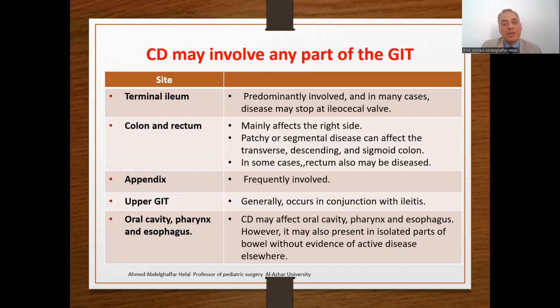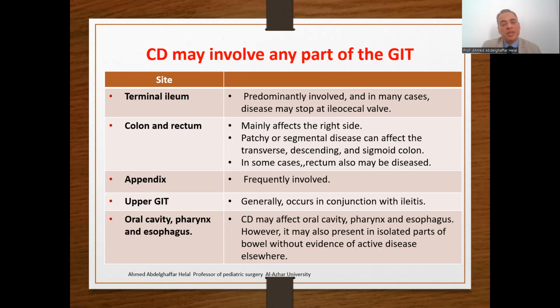Crohn's disease, as we said, may involve any part of the gastrointestinal tract. It may be the terminal ileum, which is predominantly involved. It may be the colon and rectum. Crohn's disease may affect the colon as Crohn's colitis. However, in most cases, the rectum is usually spared, which is one of the characteristics for the diagnosis of Crohn's disease. The appendix is frequently involved.